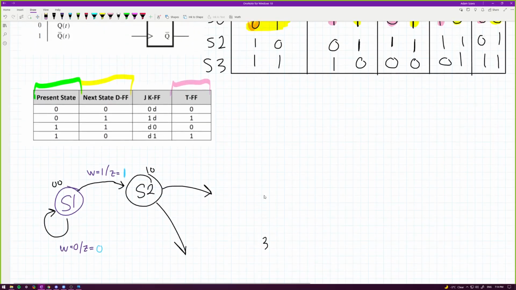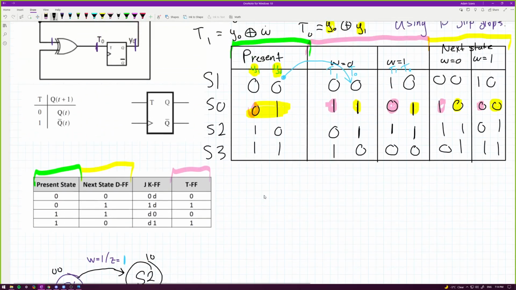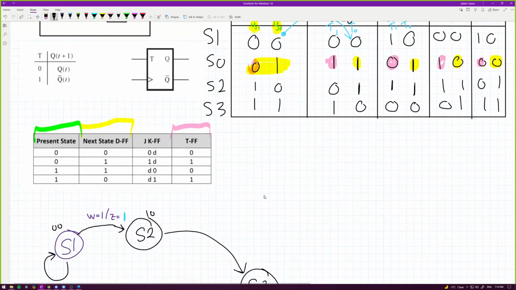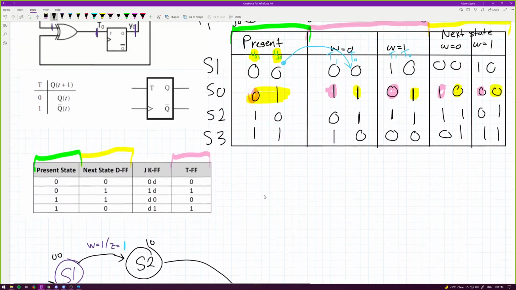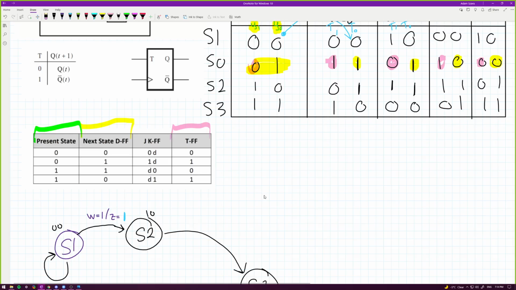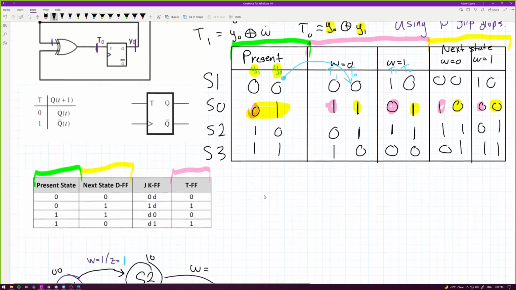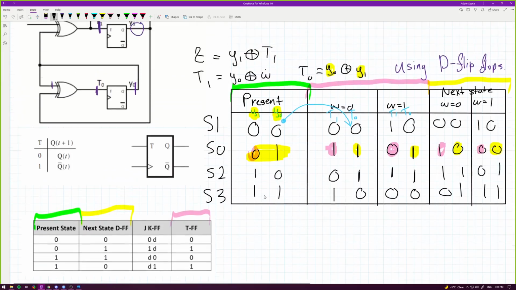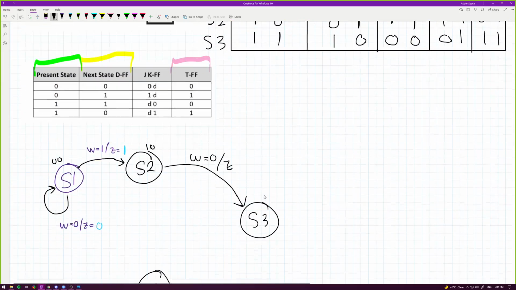Now if you're in state S2, which means your present state is 1, 0, and W is equal to 0, your next state is going to be 1, 1. 1, 1 is S3. So we have this, because we want to make a state diagram. Our output I'll deal with in a second. Let me just get the whole chart going here.